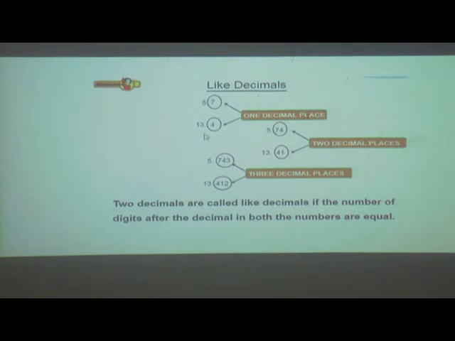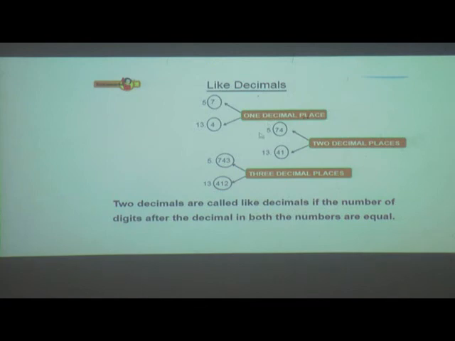Here we have 5.7 and 13.4. After the decimal there is 1 digit, and here also there is 1 digit, so it is written as 1 decimal place, so we can say it is a like decimal. In short, after the decimal point, if there is a similar number of digits, my word is digits, not numbers, then those decimals can be called like decimals.